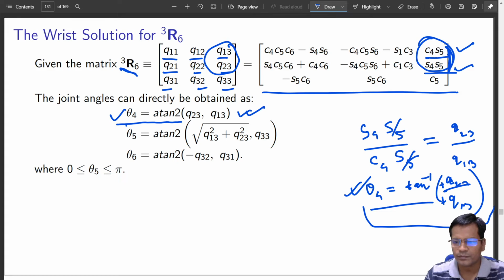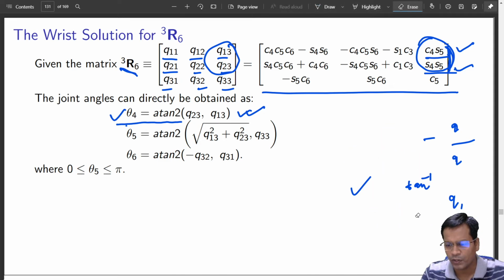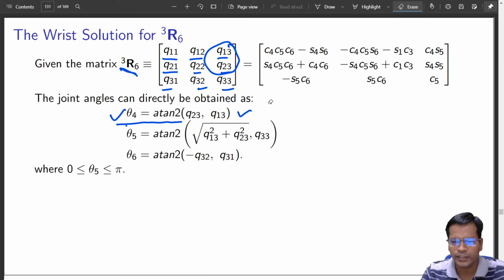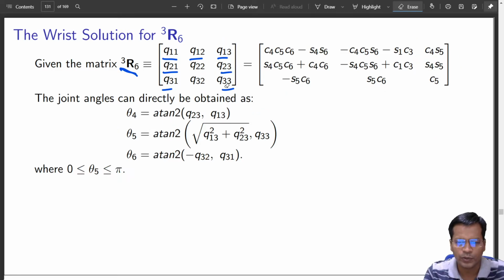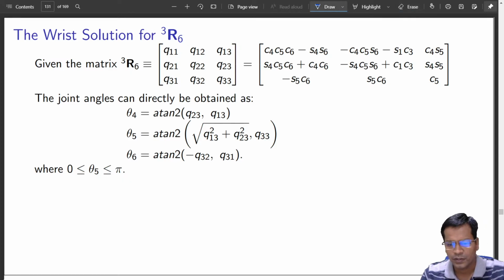I will erase them all now and go to the next part. Now look very carefully again. What I am going to do now is use another part of this. This time I have simply squared and summed these two.